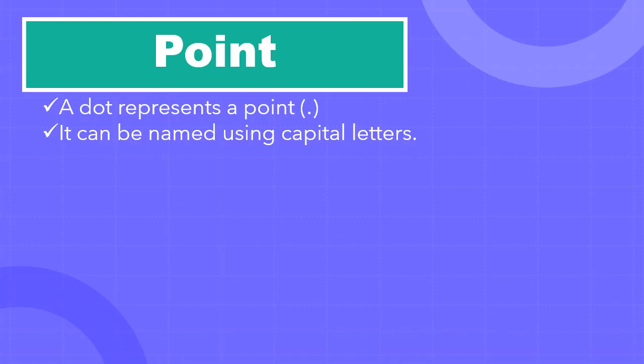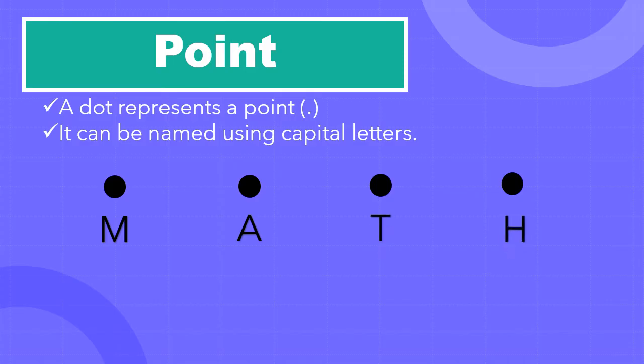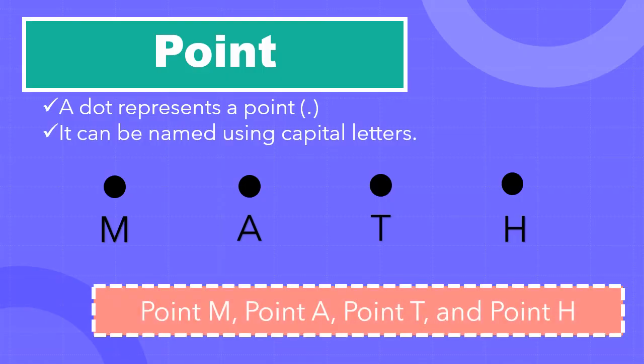Let's start with the first element, which is the point. A dot represents a point. We can have more points on a line. We can name a point using a capital letter. For example, point M. What are the other names of the points we have? Very good. We have point A, point T, and point H.